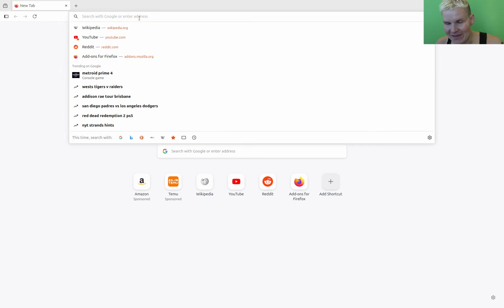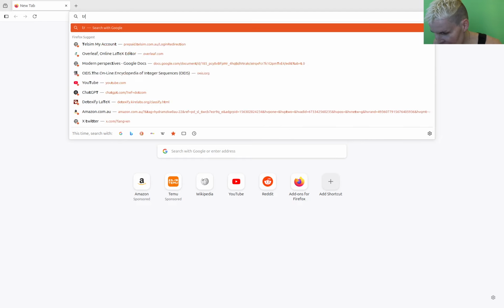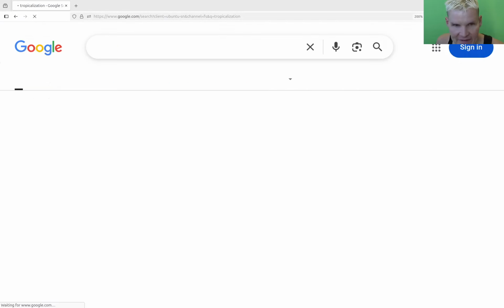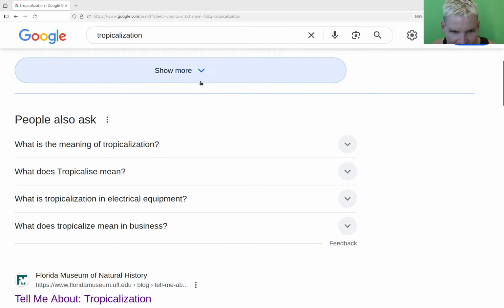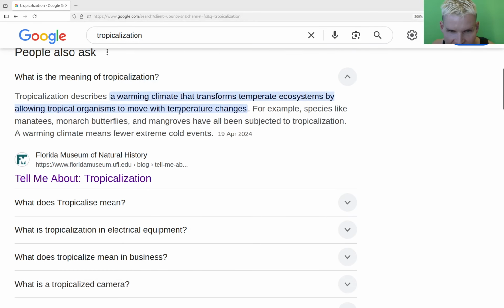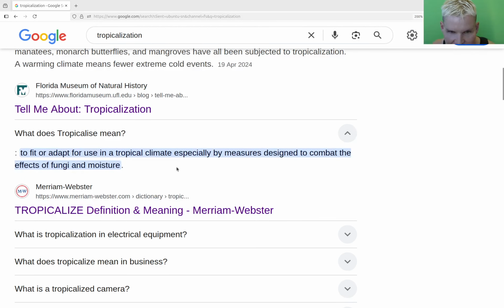If I Google tropicalization, I will find very strange things, or maybe not strange things. Actually, tropical geometry is a little bit strange, but I will not find tropical geometry type things. Apparently, West Tigers versus Raiders is a very popular search right now. Now I would just need to know what that actually means. Anyway, tropicalization. Let's see. Searching. Tropicalization refers to the process where species... Yeah, that's probably not related to tropical geometry. Yeah, probably not. What is the meaning of tropicalization? Warming climate. What does tropicalization mean? Maybe that's not quite what we are looking at.